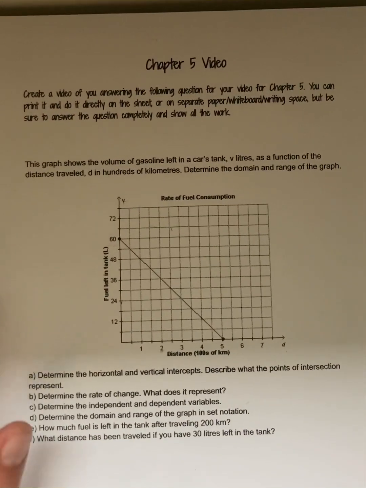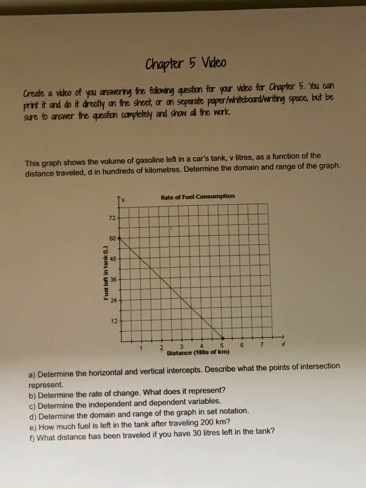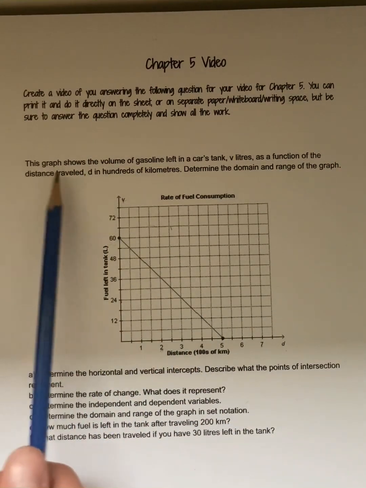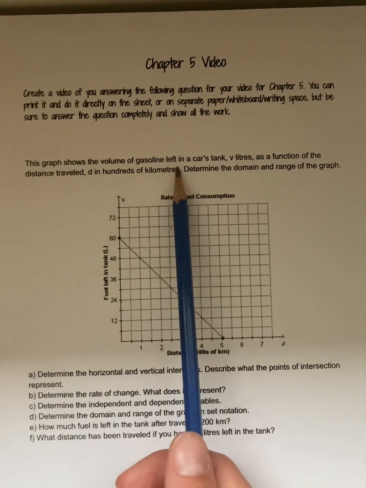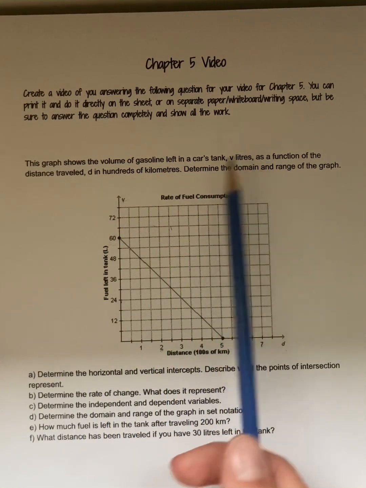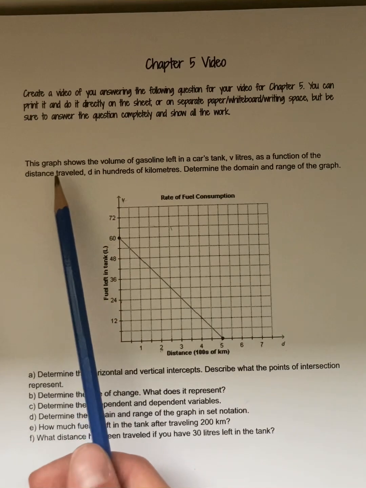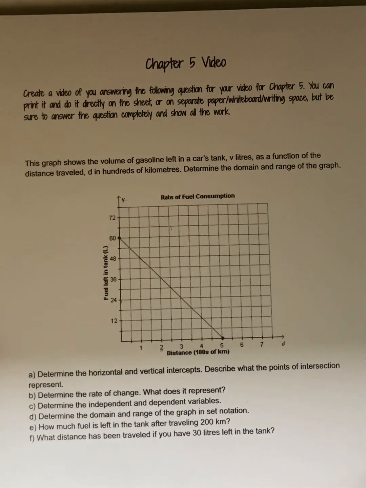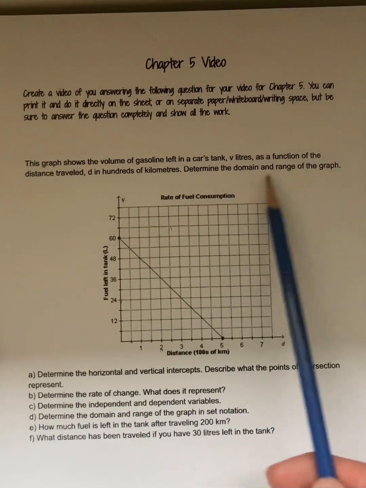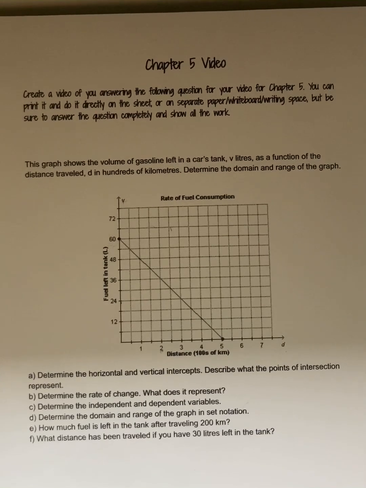In this video, I will be solving this graph here. So first we have to understand what this graph is saying. This graph shows the volume of gasoline left in the car's tank, V liters, as a function of the distance traveled, D, in hundreds of kilometers. Determine the domain and range of the graph. So right off the bat, it's asking us what the domain and range of the graph is.